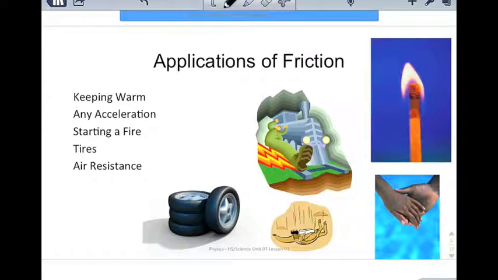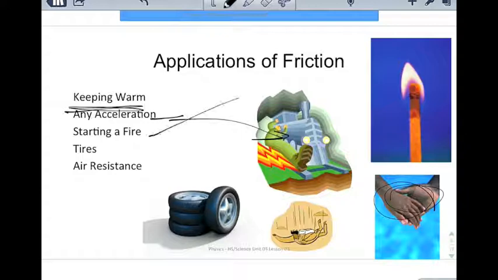You also use friction generally for keeping warm. If you were to take your hands and rub them together, like we see here, that's an example of using friction to create heat. Any acceleration we talked about, speeding up, slowing down, that's an example of friction. If you want to start a fire, either by rubbing two sticks together, dragging a match across a box, or using a lighter where you're clicking flint to start a fire, all of those are applications of friction.